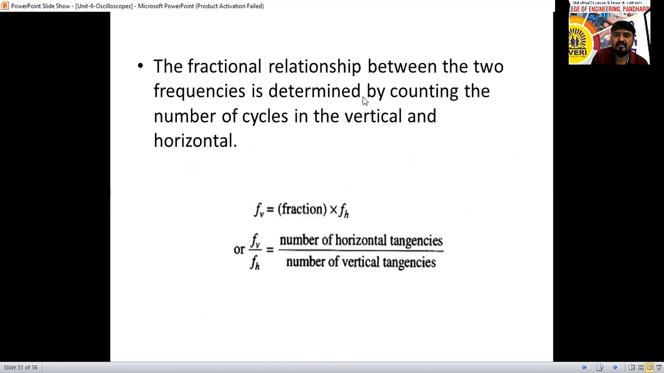So the fractional relationship between the two frequencies, the horizontal frequency and vertical frequency, FV equal to fraction into FH. What is the fraction of that one? Double is there or half is there, like that we are going to consider, or FV by FH equal to fraction, that is nothing but the number of horizontal tangencies divided by the number of vertical tangencies here. Suppose I will consider this one here now. How many horizontal tangencies are there? How many vertical tangencies are there? Anyone, can you tell me?